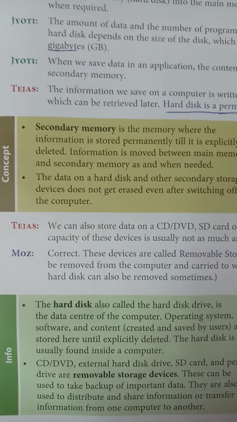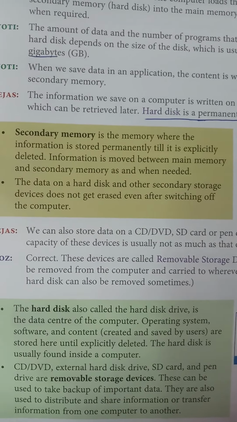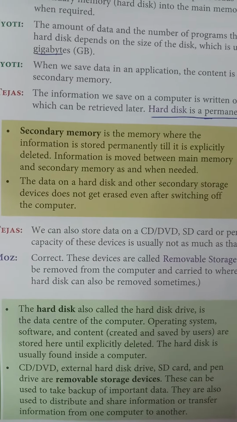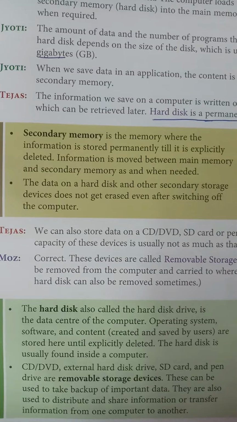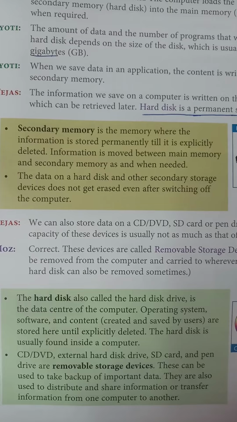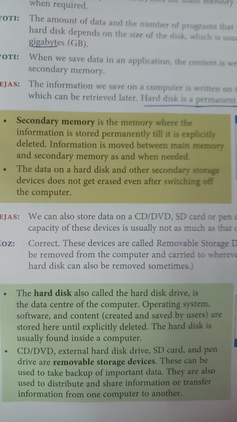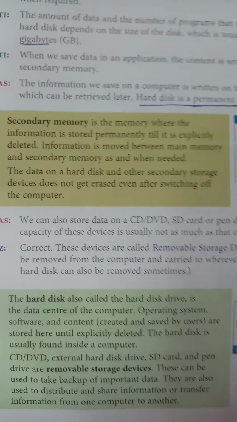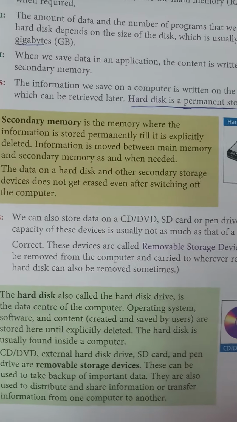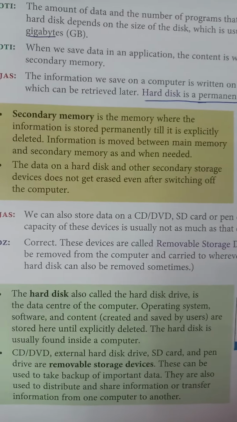Here is some information. The hard disk, also called the hard disk drive, is the data center of the computer, because we can access any data from the hard disk, because it will not erase the data. Operating system software and content are stored here until explicitly deleted. So only once I delete it will it be deleted, otherwise it will not delete the data. The hard disk is usually found inside the computer.